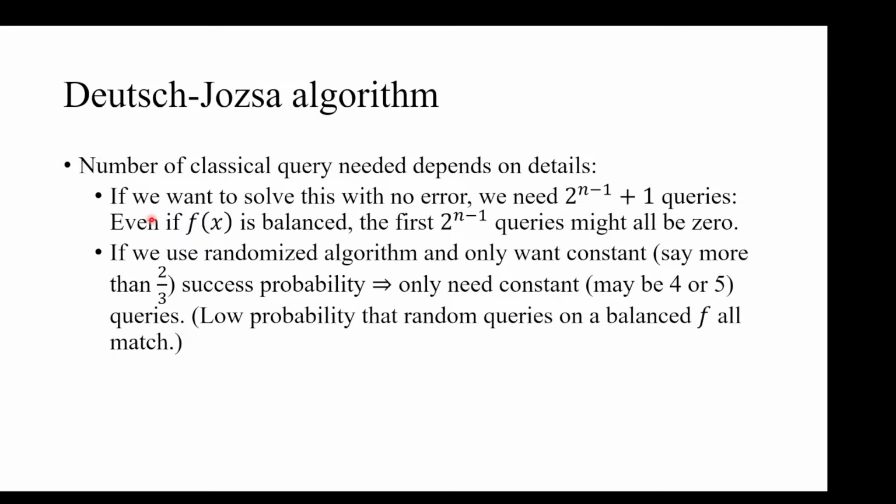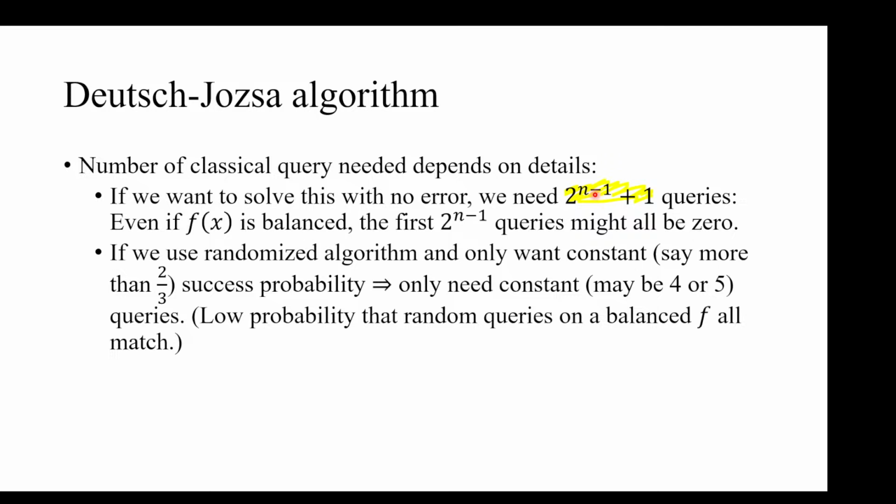If you are in the most strict model, we want our classical algorithm to be deterministic, so we want the classical algorithm to solve this problem with no error. Then we see that we need to use an exponential number of queries. We need to query 2 to the n minus 1, plus 1 queries. This is not a rigorous derivation, but just think about what the classical algorithm will do.